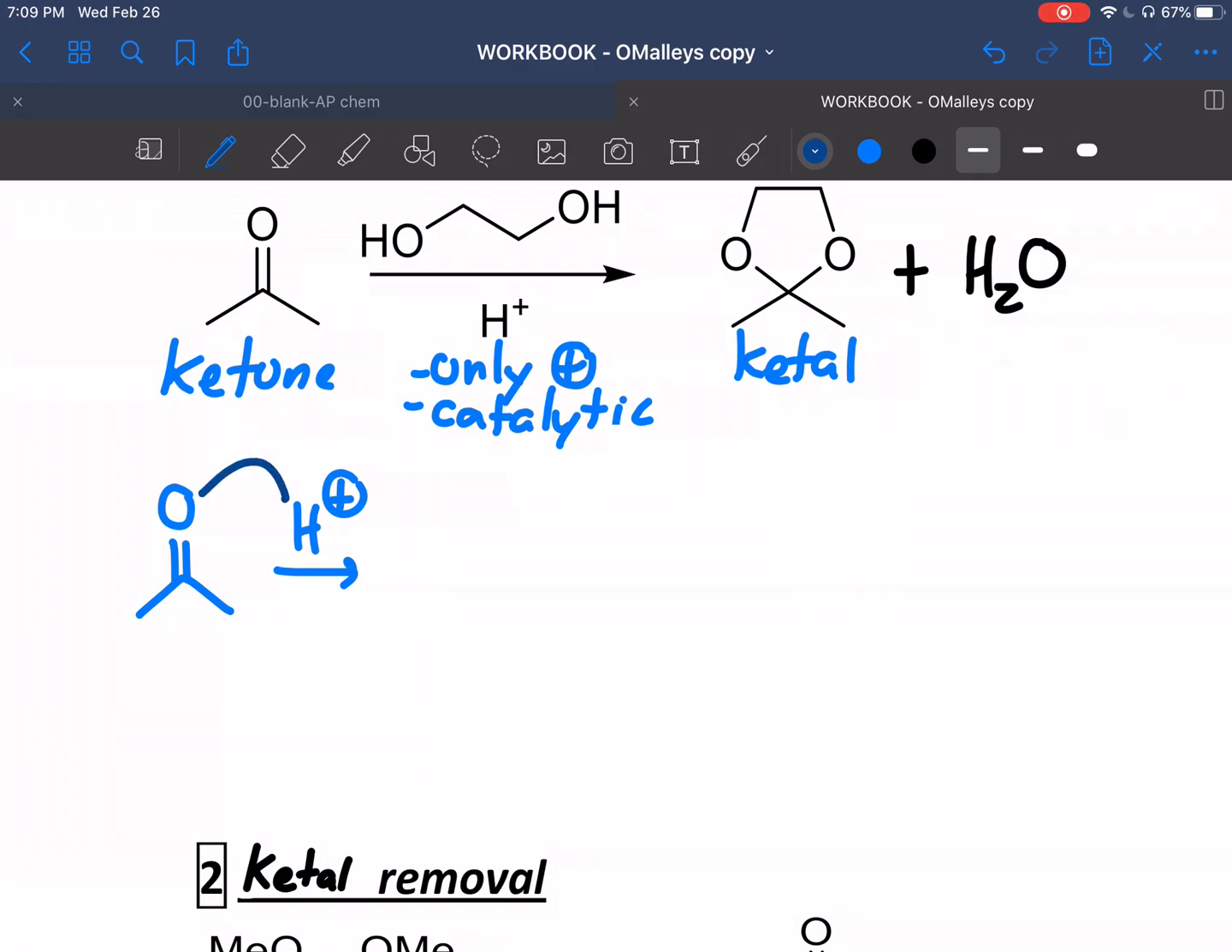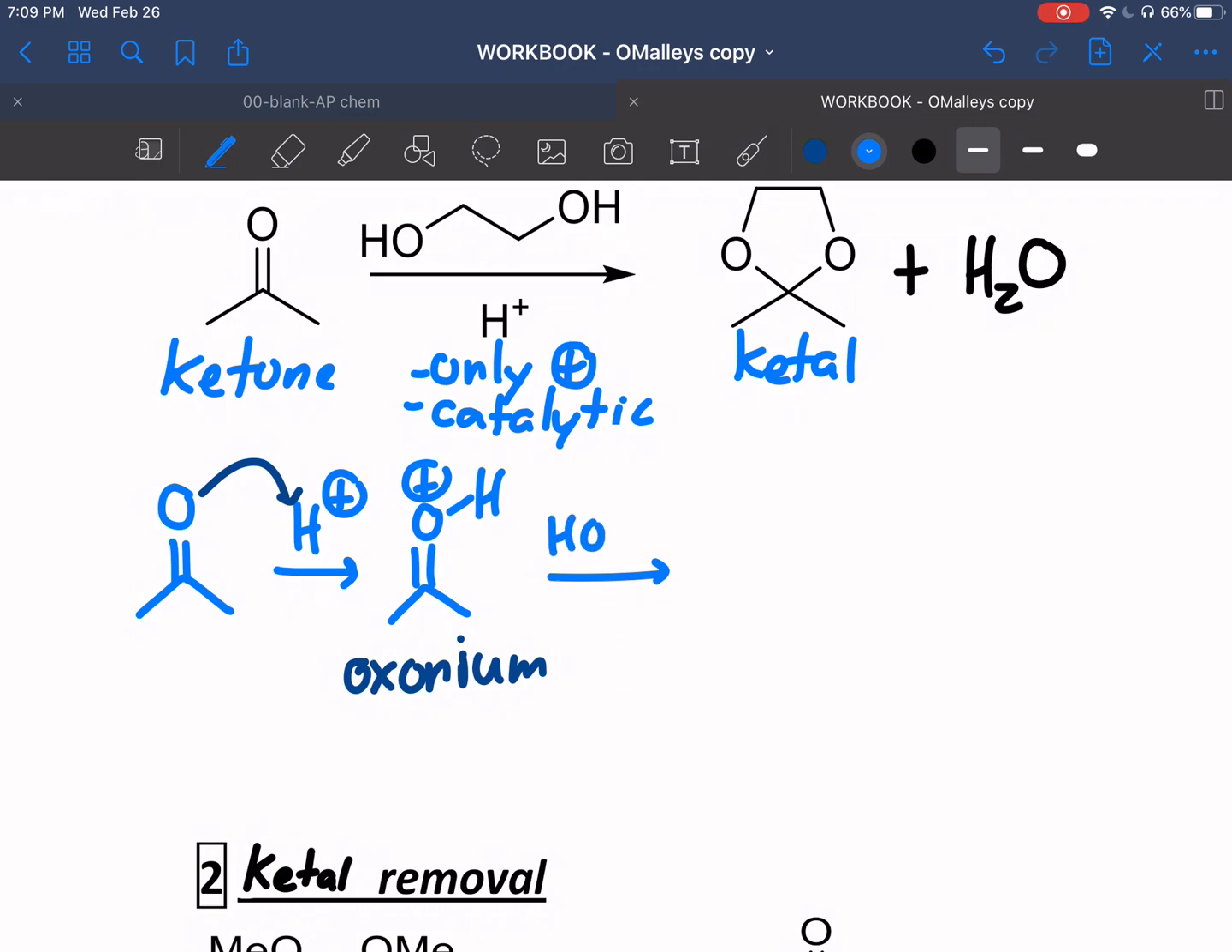And the first step is just protonation of that ketone. There's only one thing that's possible. Protonate the ketone, and you get a positively charged carbonyl. This is actually called an oxonium ion. It's just a positively charged oxygen. And it's at this point that the diol comes in and forms a bond.